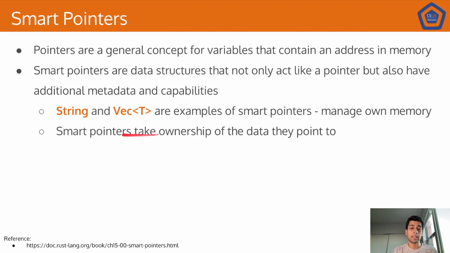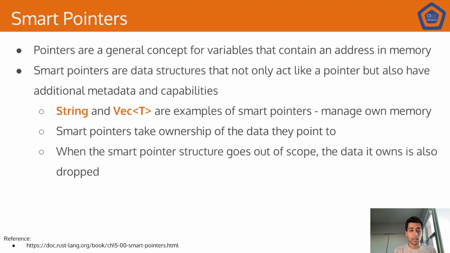And the important thing is smart pointers take ownership of the data they point to. So you've seen this with vectors. You're not able to move out of a vector. You always have to borrow, because vectors have ownership of the data they point to. They have ownership of every value inside. And so when the smart pointer structure goes out of scope, the data it owns is also dropped, due to the rules of ownership. The owner of the data inside is the vector, and once the vector goes out of scope, all of that data is dropped. So smart pointers are just this generic data structure that act as pointers and have some additional capability. That's the big takeaway.